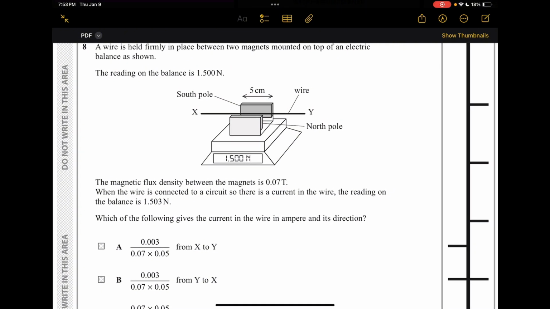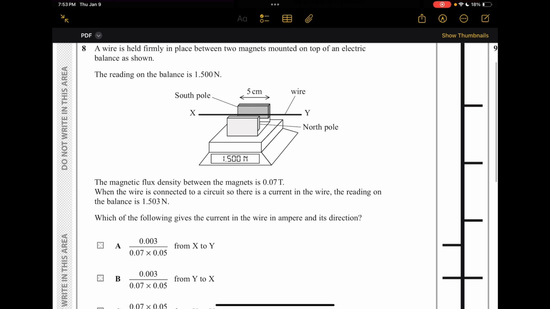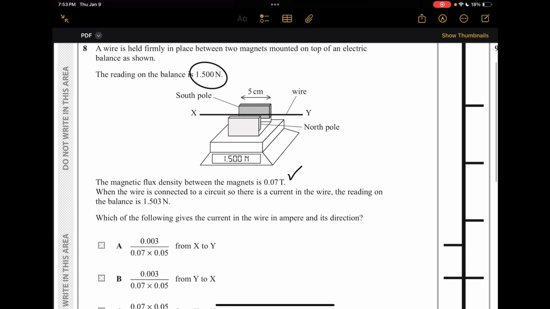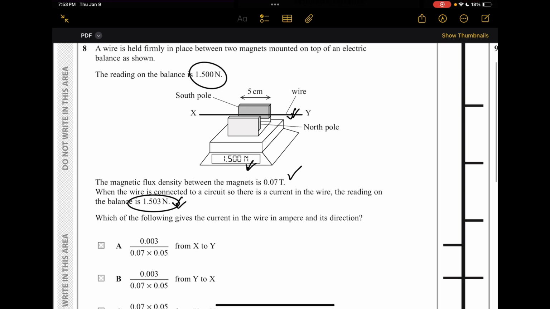Alright, so now moving on to this question. They have written: a wire is held firmly in place between two magnets mounted on top of an electric balance. The reading on the balance is 1.500 newton. The magnetic flux density has been given and the wire is connected to a circuit, so there is a current in the wire. The reading on the balance is 1.503 newton. So basically what they have said is when the current started to flow, the reading on the balance has increased.